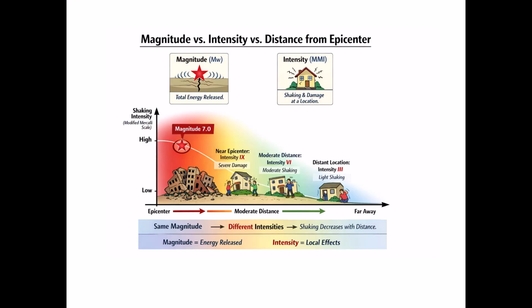So again, magnitude is just one number, and it's what's going on in the source. Intensity, though, depends on this distance attenuation. So how much damage will the structure have? Well, it depends in part on how far away it is from that rupture line, that fault, that epicenter, and so forth. So intensity is the local effects, and magnitude is the energy released.